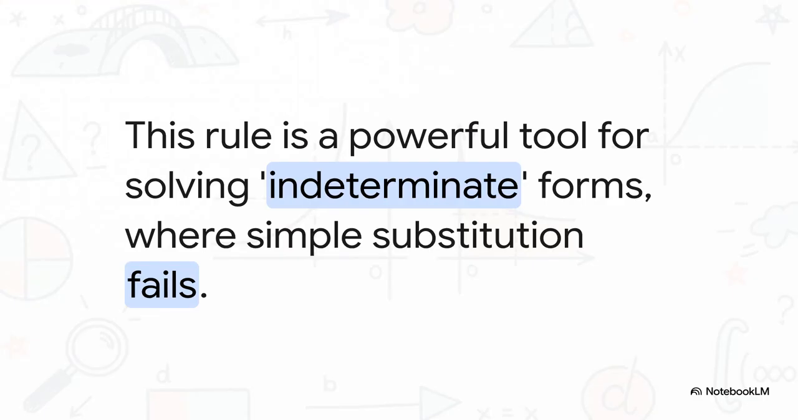And the real power here is that this rule cracks open a whole family of these tricky situations, which are called indeterminate forms. An indeterminate form is basically math's way of shrugging its shoulders. It's a result like 0 over 0 that just doesn't give you enough information to figure out the limit. L'Hopital's rule is the systematic way to get that information and find the answer.